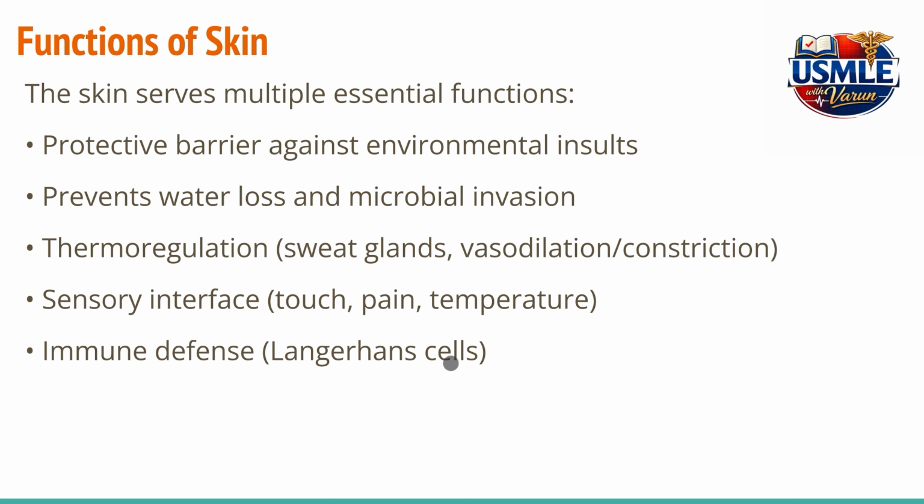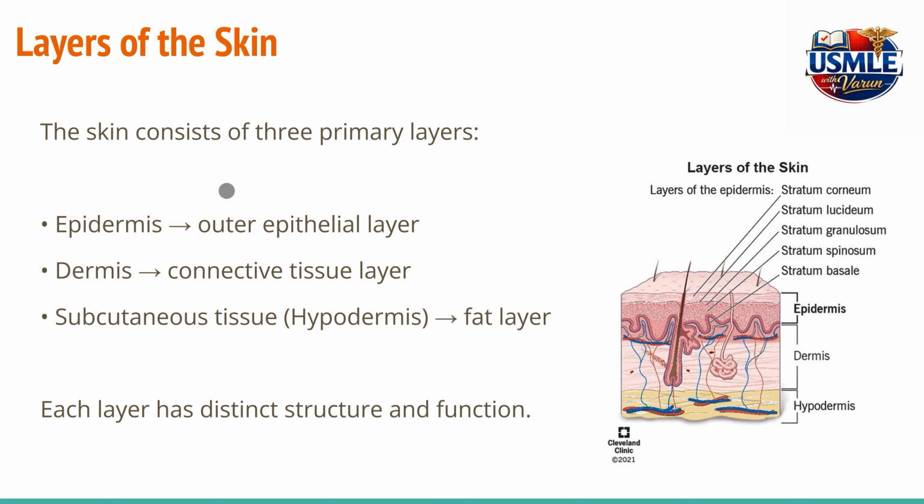Now, to understand how all these functions are achieved, we need to look at the structural organization of the skin. So the skin is divided into three main layers. The outermost is called the epidermis, which is where most dermatological diseases occur. Below that is the dermis, which contains connective tissue, blood vessels, and nerves. And the deepest layer is the subcutaneous tissue, which is mainly composed of fat, providing insulation and cushioning. Now, here's a key point. Whenever we solve clinical questions, we always need to ask ourselves which layer is involved. That alone can eliminate many options.